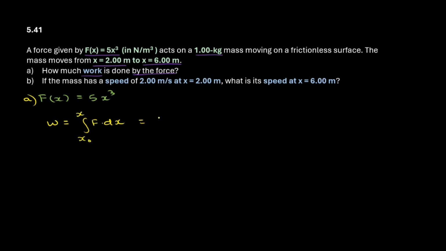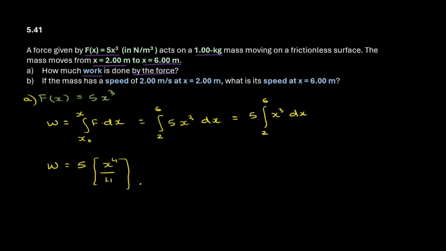Now substitute the values. We have integral, initial x is 2, final is 6, f of x is 5x cubed dx. So we take the 5 out of the integral and we get integral 2 to 6 x cubed dx. So we get work done to be equal to 5 times the integral of x cubed, which is x to the power 4 over 4, from 2 to 6. Now we substitute the limits. So you have to do upper limit minus the lower limit.